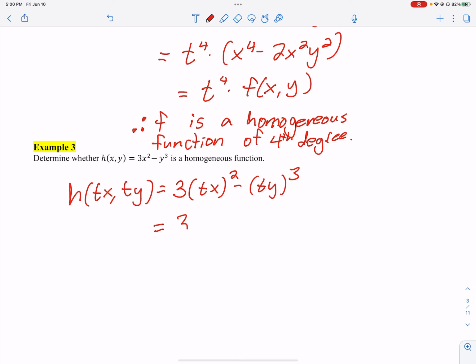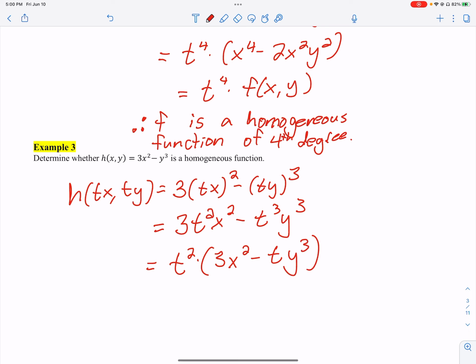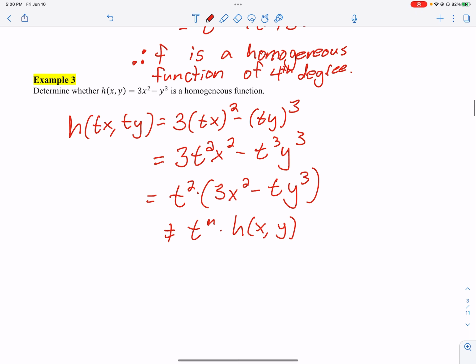And then I worked this out. I got 3t squared x squared minus t to the third y to the third. And notice the biggest one I can factor out is a t squared. And we would have 3x squared minus, we'd still have a t in here. We can't write this as t to some power times h of x, y. So from this, we just know that it's not homogeneous.